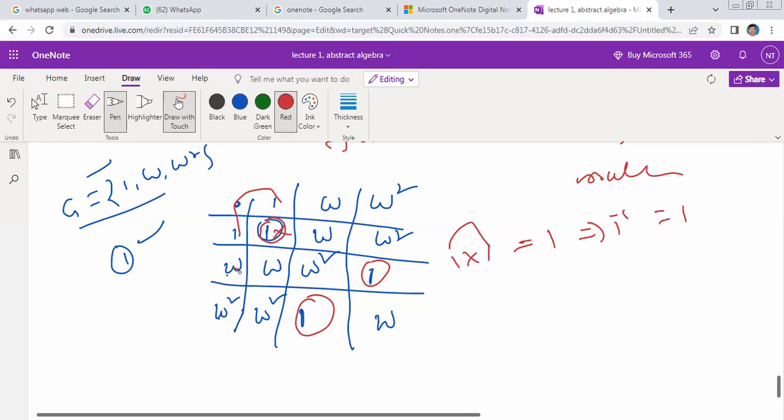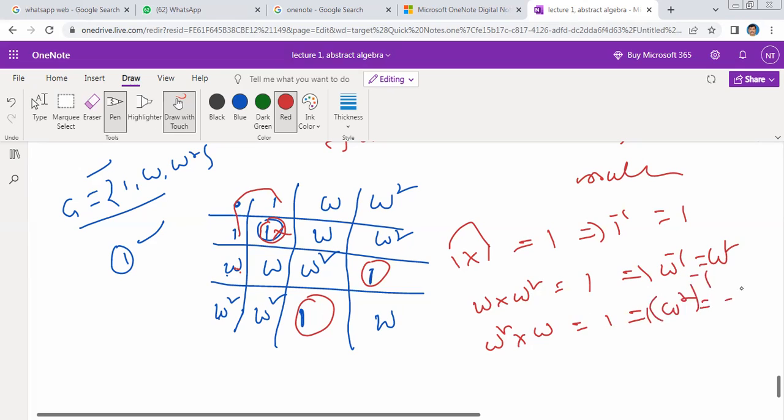Omega inverse: omega into omega square equals 1. Yes. So omega inverse is equal to omega square. Vice versa, omega square into omega is also equal to 1. Therefore, omega square inverse is also equal to omega.